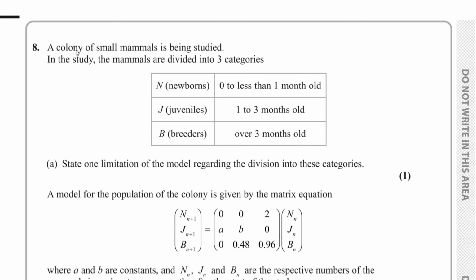Question number 8. A colony of small mammals is being studied. In the study, the mammals are divided into 3 categories. We've got newborns, and newborns are defined from 0 to less than 1 month old. We've got juveniles, defined by 1 to 3 months old, and we've got breeders, who are defined to be over 3 months old. For part A, we have to state one limitation of the model regarding the division into these categories.